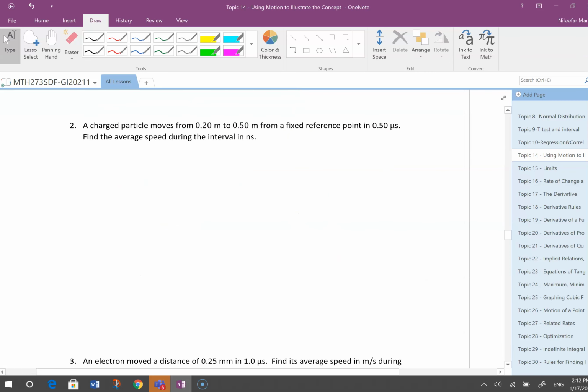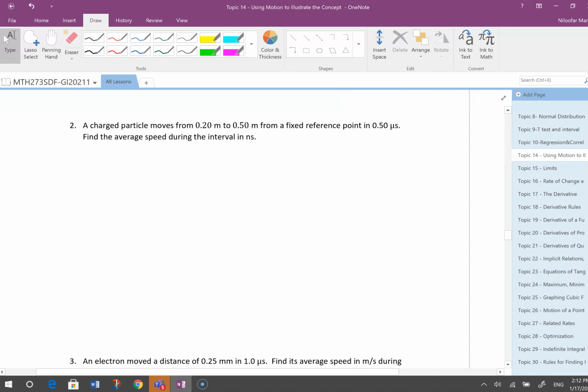Okay, a charged particle, for the next question, moves from this meter to this meter from a fixed reference point in 0.50 microseconds. Find the average speed during the travel in meters per nanosecond.